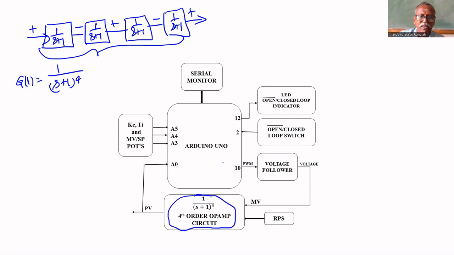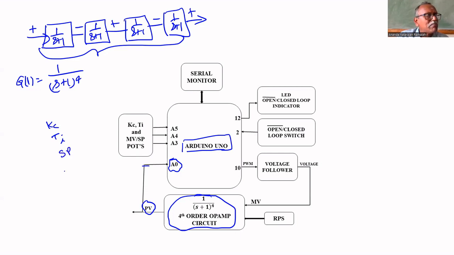This is Arduino. We are going to use Arduino as a PID controller. We are going to write a program for this Arduino. Here, the output is PV, process variable. The fourth order system's output is the process variable, that is connected into the ADC channel A0. In addition to that, we have to give KC, TI, and we have to give set point.